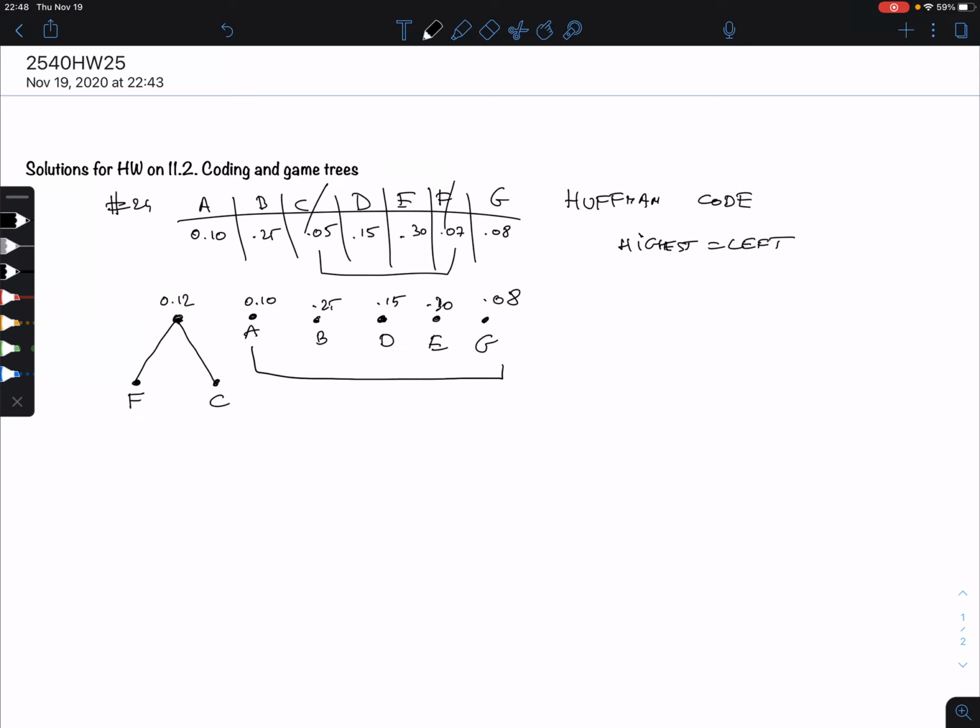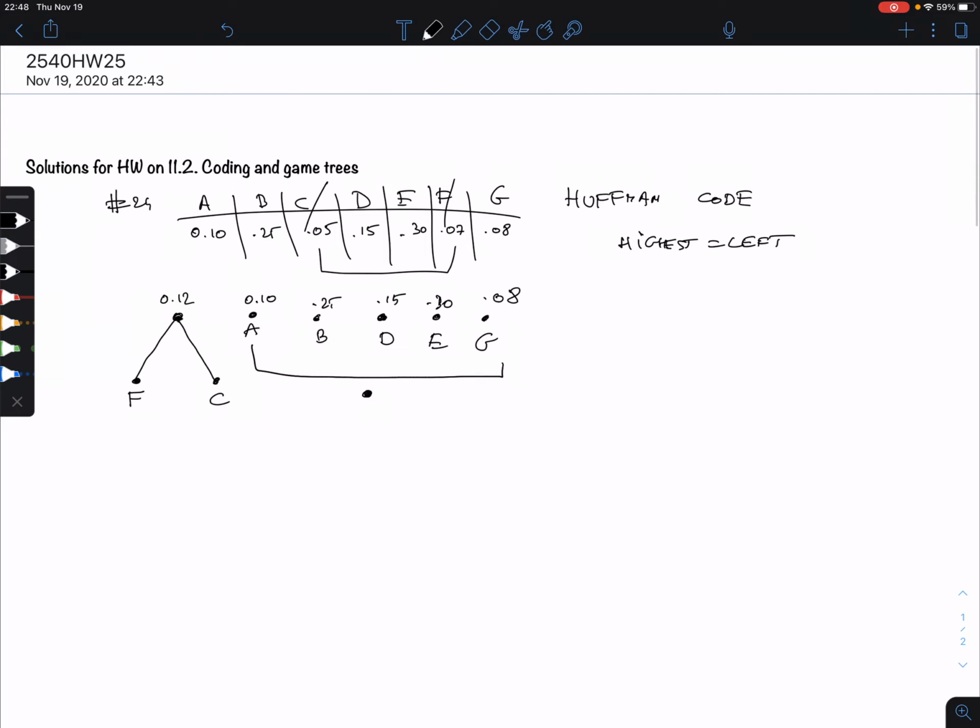Okay, and A is the biggest here, so we put A on the right. Here comes A, here comes G, and this node tree will now have weight 0.18. So these guys are gone. Now we have 0.12, 0.18, 0.15, 0.30, and 0.25. We have to combine the two lowest. In this case, that will be these two.